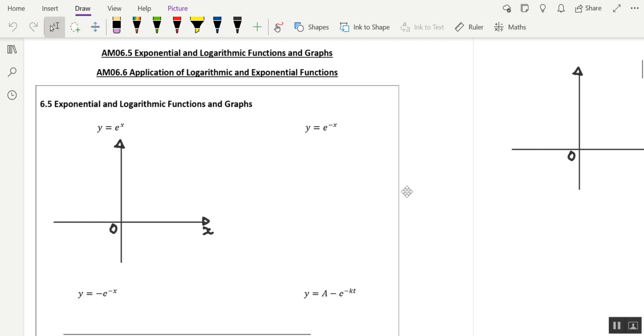This is Mr. Ivan. This topic is particularly troublesome for most of you, and most of you find yourself struggling in log and exponential graphs. Okay, so I try to make it as simplified for you.